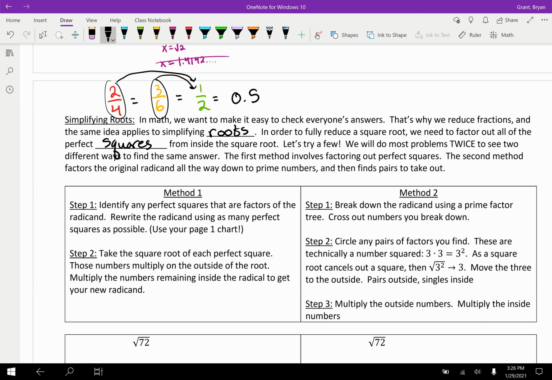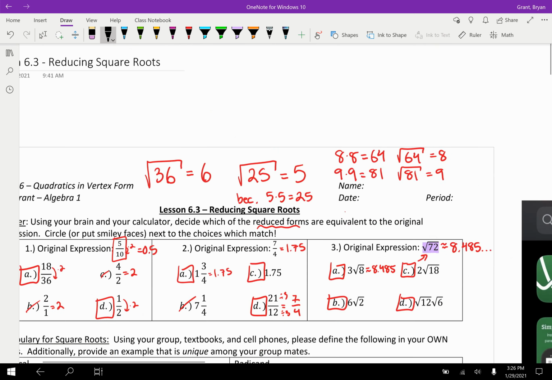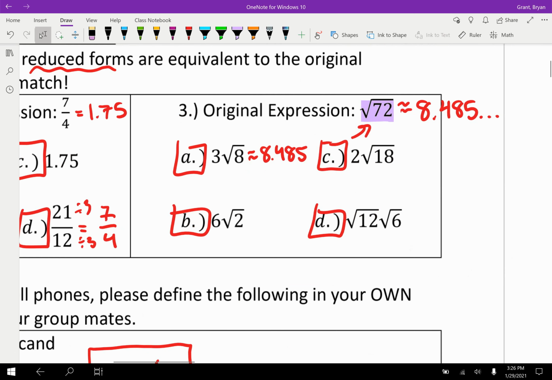And what that's going to do is make the number inside the square root as small as possible. In fact, we saw that all the way back up on the opener. Look at all these here. We said that they're all the same. Which one has the smallest square root? This is the radicand inside the square root: 72, 18, 8, 12, 6, and 2. Oh, 2 is the smallest.